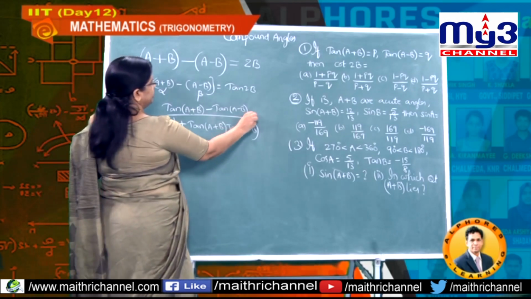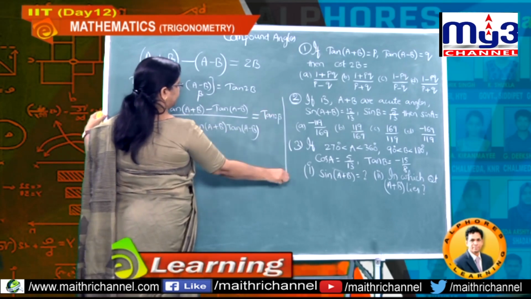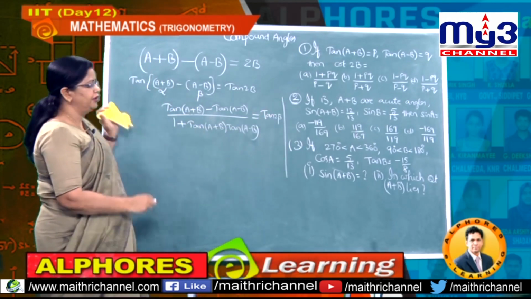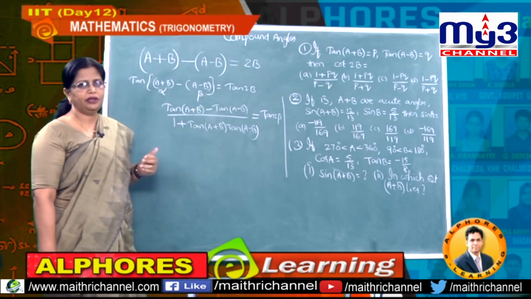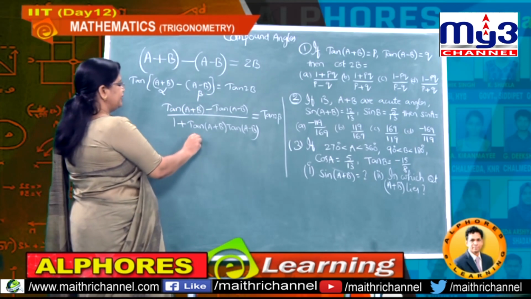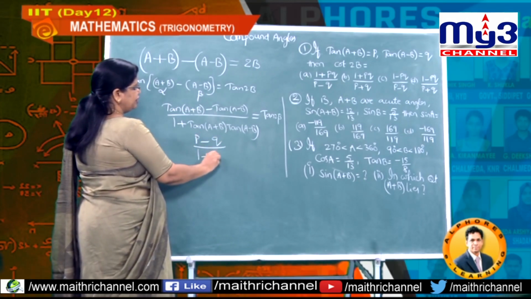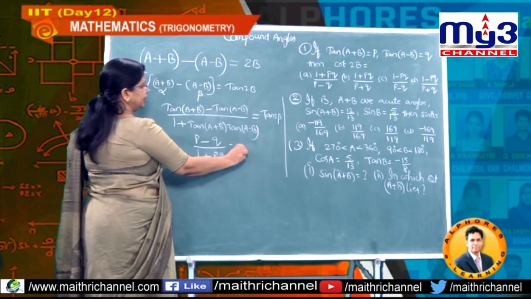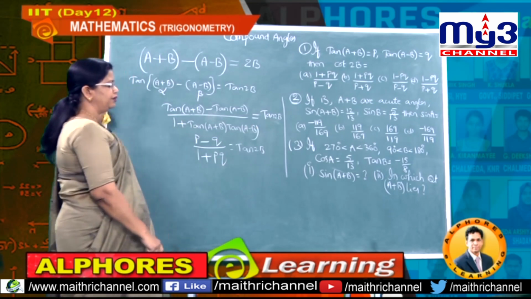On this side, what is the answer? It is tan 2 beta. We are not going to change the RHS. Now it is clear, you can directly substitute the given values. What is this value given? It is P. So P minus Q divided by 1 plus PQ is equal to tan 2B. So this is our value of tan 2B.